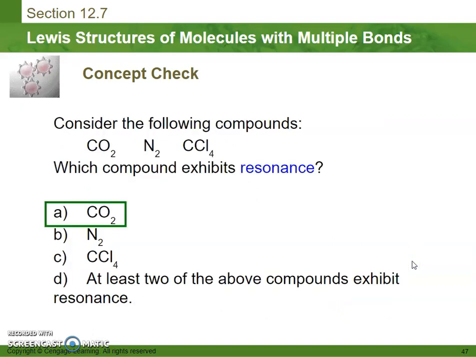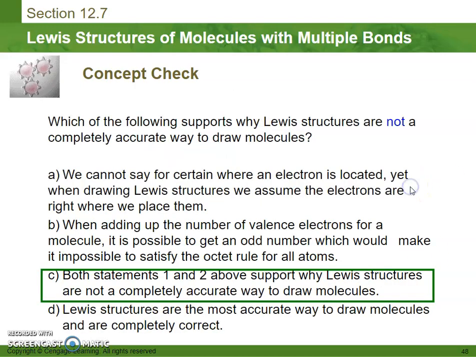Concept check, consider the following compounds. Which one exhibits resonance? All right, well, CO2 exhibits resonance. Another concept check. Which of the following supports why Lewis structures are not a completely accurate way to draw molecules? Well, A says we cannot say for certain where an electron is located, yet when drawing Lewis structures, we assume the electrons are right where we place them.